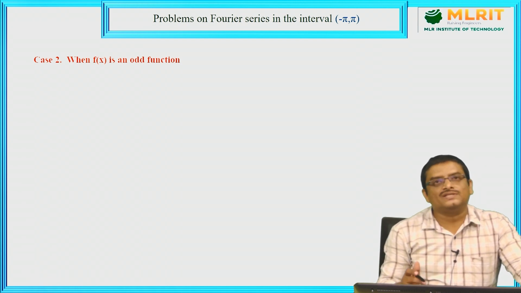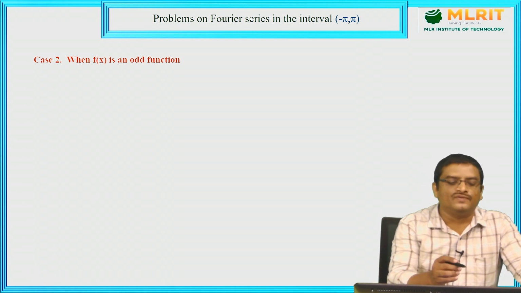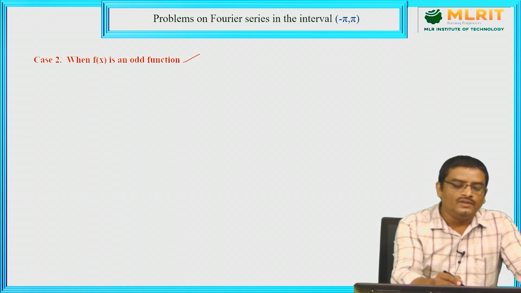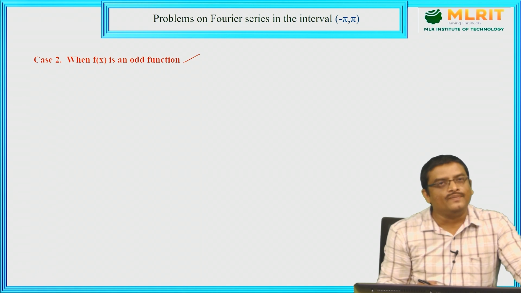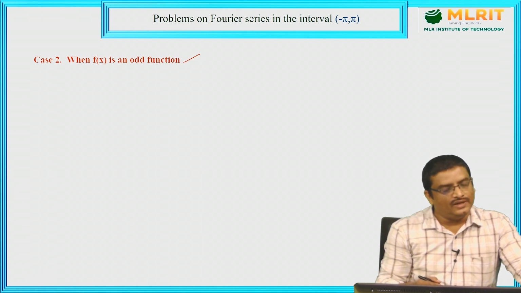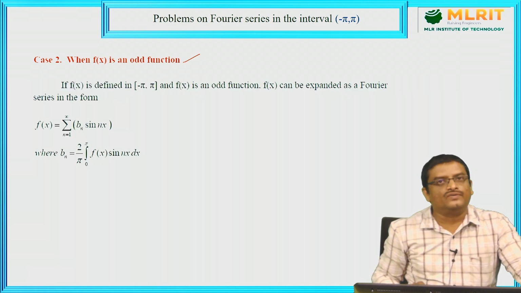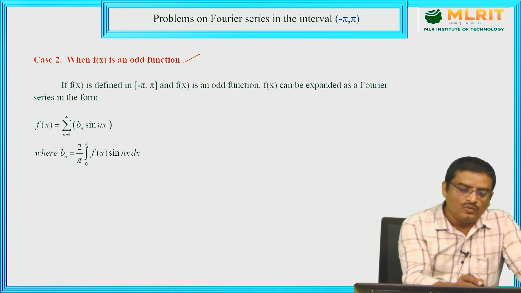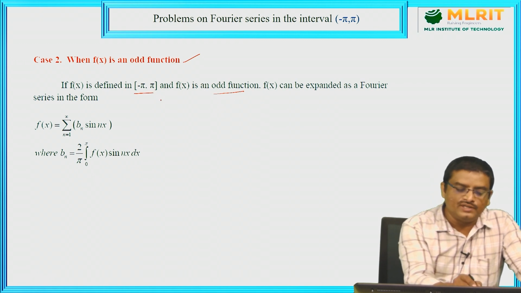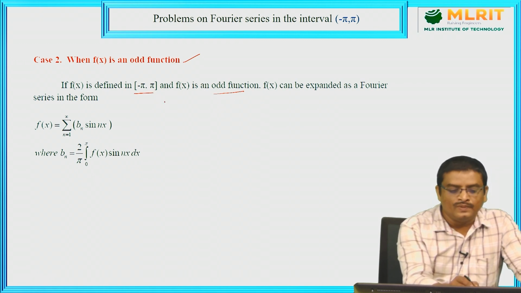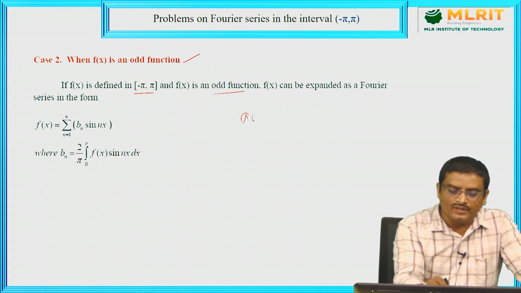Now we will go for the second case, that is whenever the function f of x is an odd function, then we will see how to find the Fourier series in the interval minus pi comma pi for an odd function. Let us see what is the formula to find the Fourier series. Whenever we have an odd function, if you want to find the Fourier series in the interval minus pi comma pi, then by default you will get a naught value is equal to 0 and a n value is equal to 0.